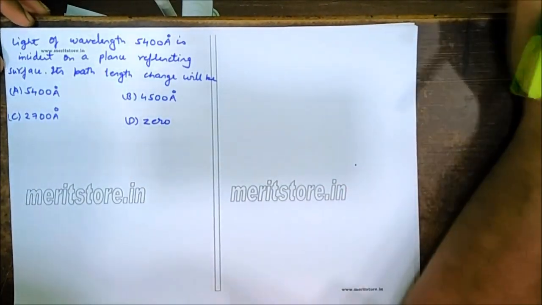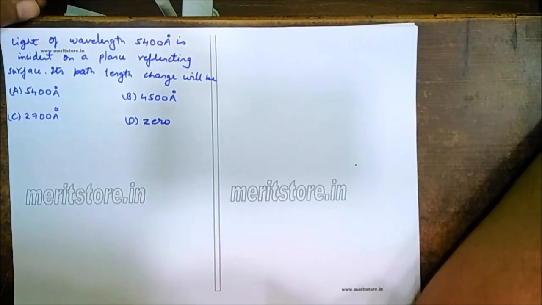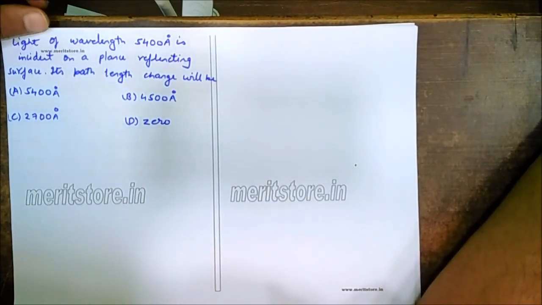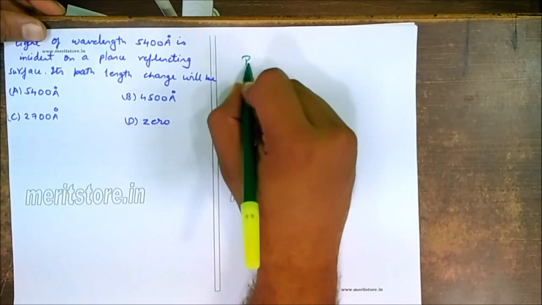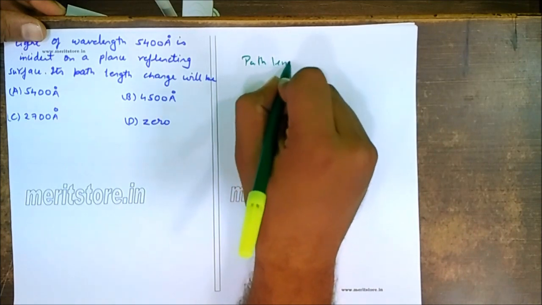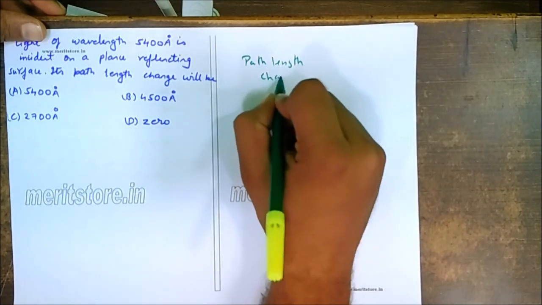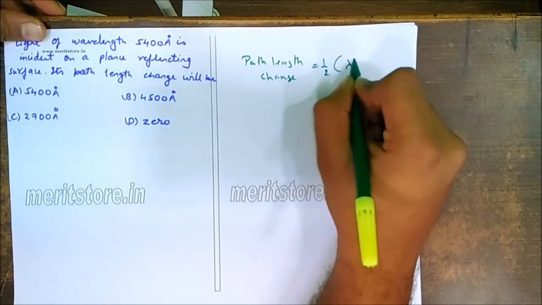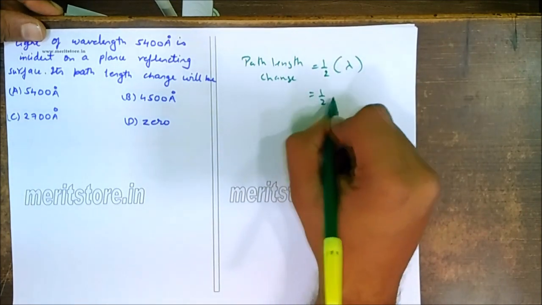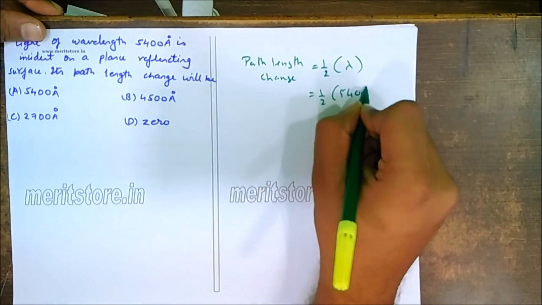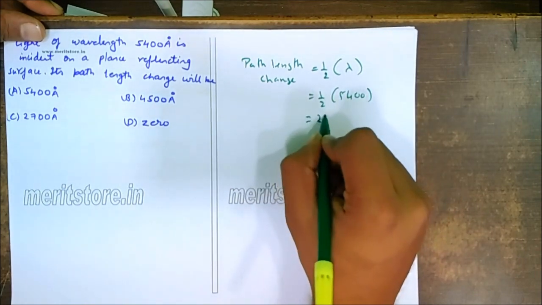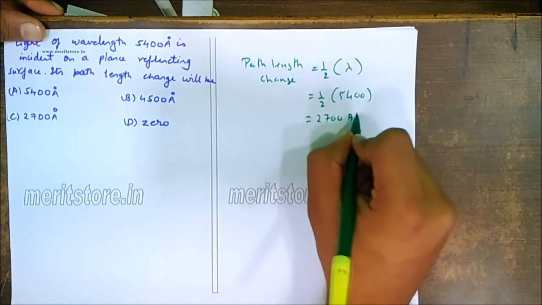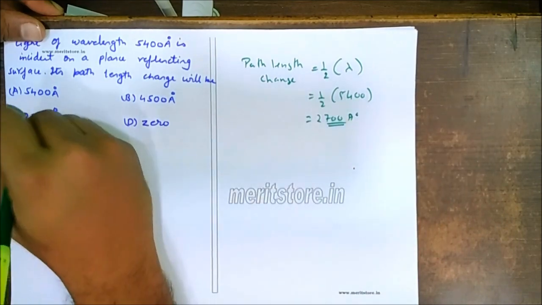Light of wavelength 5400 angstrom unit is incident on a plane reflecting surface. Its path length change will be? Now this is a simple problem. Path length change is nothing but half of your wavelength, that is half into 5400, which is 2700 angstrom unit. Option C.